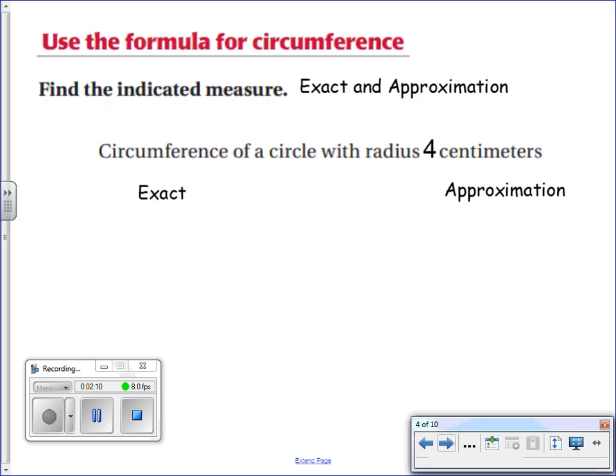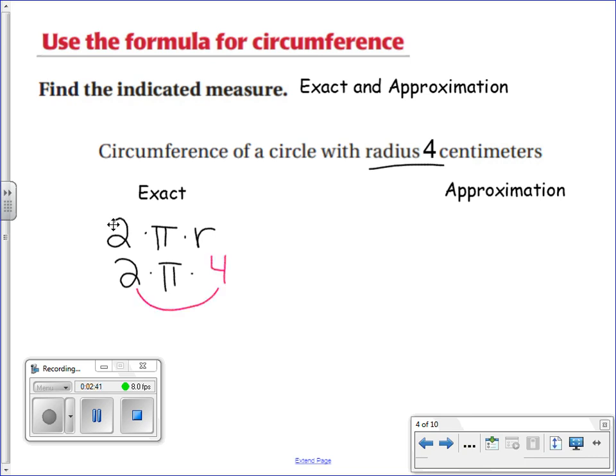Find the indicated measures. We're going to use exact and approximation again. So the circumference is what we're looking for. So the circumference of a circle with radius 4 centimeters. This time we're going to have to use our second equation, the 2 times pi times r. Well, we know what the radius is. It's 4. So 2 times pi times 4. I can multiply 2 and 4 together to simplify this. That gives me 8 pi. So 8 pi is my exact answer. If I plug this into my calculator, the approximate answer then is 25.13.